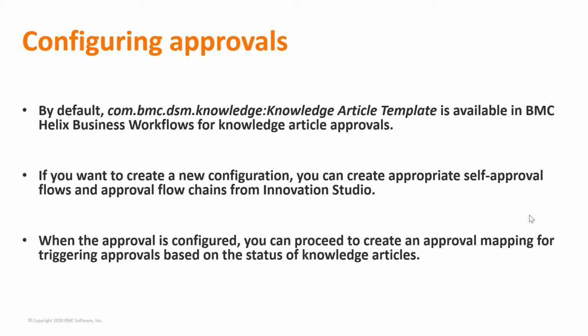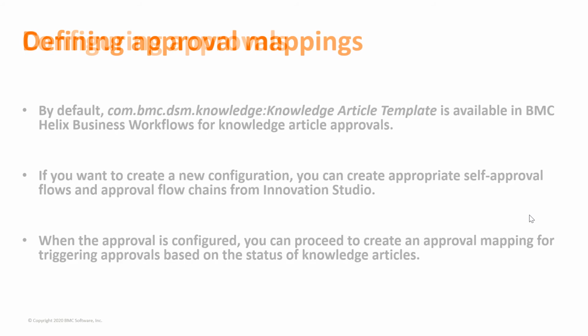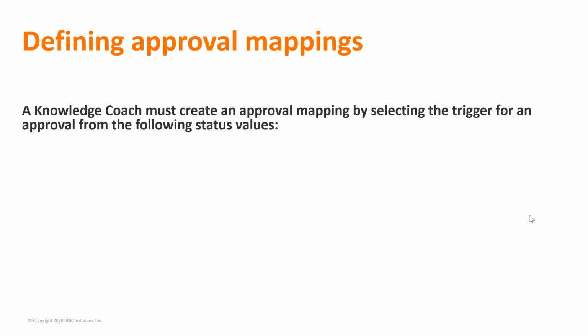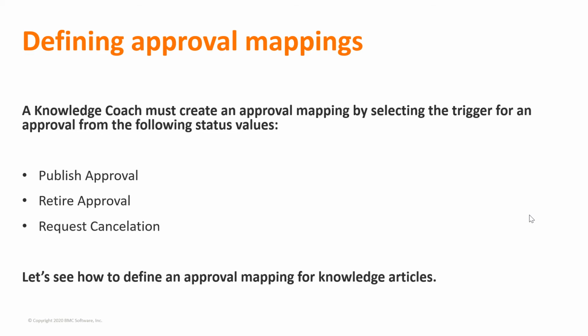After the configuration is in place, you can create approval mappings based on status changes of knowledge articles. A knowledge coach creates an approval mapping by selecting the status that triggers the approval process. The available options are Publish Approval, Retire Approval, and Request Cancellation. Let's now see how to create an approval mapping in BMC Helix Business Workflows.